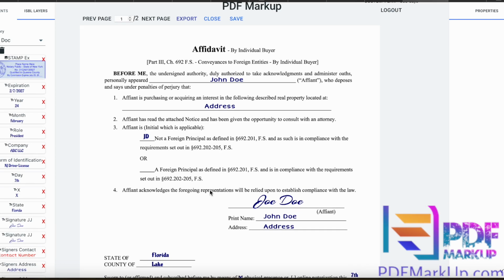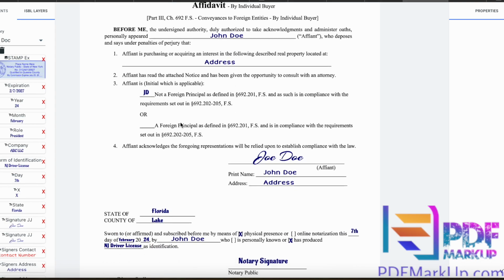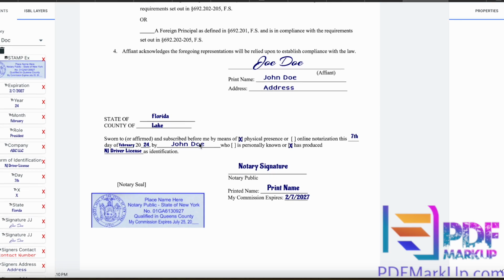Okay, and this is how you notarize an affidavit by individual buyer. We have the affiant, the person who appeared before you, the property address that they're purchasing. They initialed whichever one was applicable to them. They signed, printed the name and address, and then you as a notary went ahead and filled out the notarial language, the notarial certificate, and notarized the document. And you also did the most important thing, you did the oath.